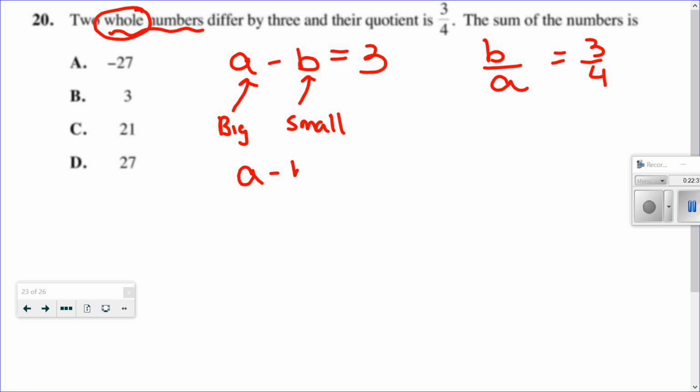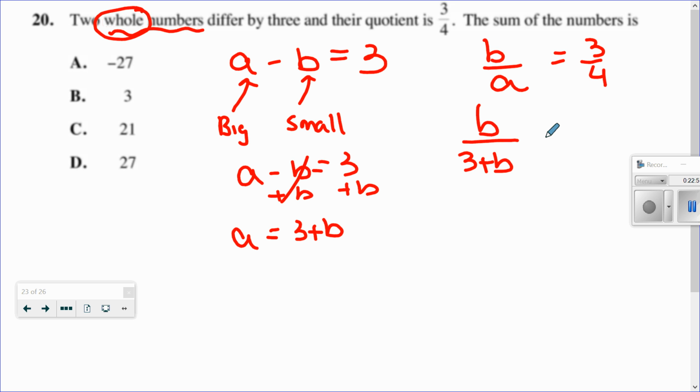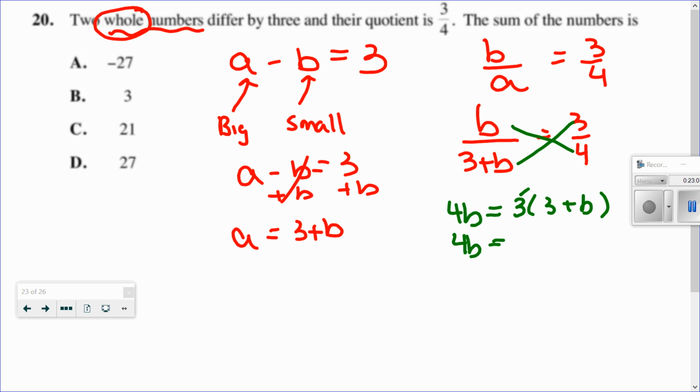So if I have a minus b equals 3, I'm going to add b to both sides and get a equals 3 plus b. And I'm going to replace that for the a right here. So b over my new a, 3 plus b, equals 3/4. Since I have a fraction equal to a fraction, I can use crisscross. So criss equals cross, 3 times 3 plus b. So 4b equals, distributive property, 9 plus 3b. And then I will subtract 3b from both sides, and I get b equals 9.